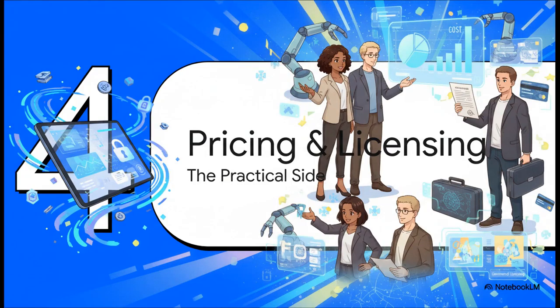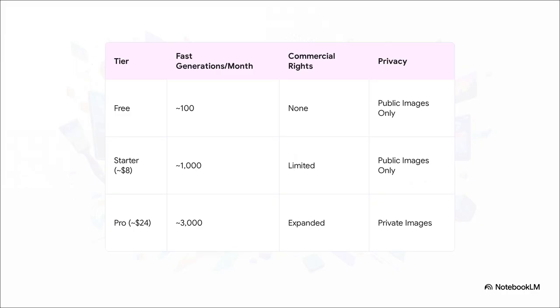All right, let's talk about the practical stuff, pricing and commercial use. Because if you're a professional, this is the stuff that really matters. You have to know what you can and can't do with the images you create. So Lexica has a few tiers. There's a free plan that gets you about 100 fast generations a month, but, and this is important, you can't use those for commercial work. Then there's the starter plan for about $8, which gives you 1,000 generations and some limited commercial rights. But honestly, for anyone serious about using this for their business, the Pro plan is the way to go.